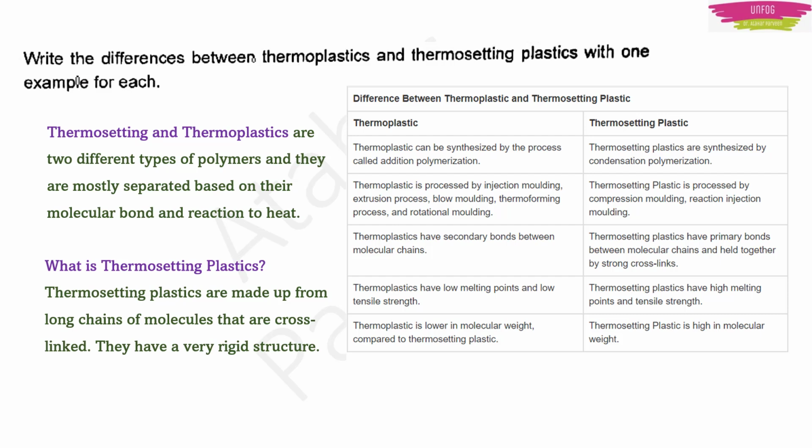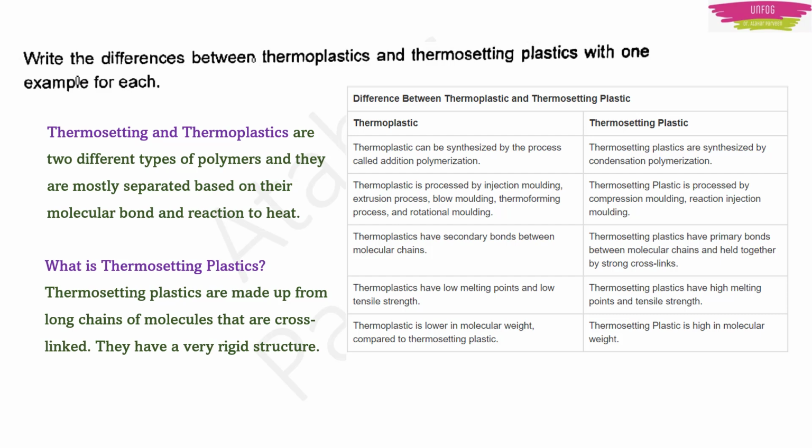Okay. Then thermoplastics have secondary bonds between the molecular chains, whereas thermosetting plastics have primary bonds between molecular chains and they are held together by strong cross links. Then thermoplastics have low melting points and low tensile strength, which means you can easily destroy them. Thermosetting plastics have high melting points and tensile strength. Thermoplastic is lower in molecular weight compared to thermosetting plastic. Okay. Thermosetting plastic is heavier when compared to thermoplastic.